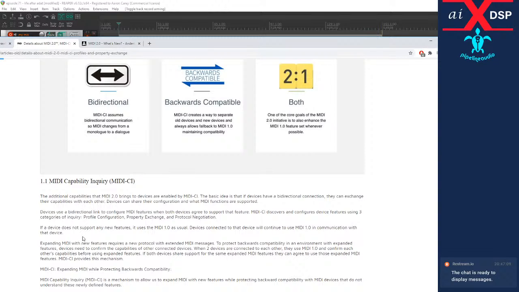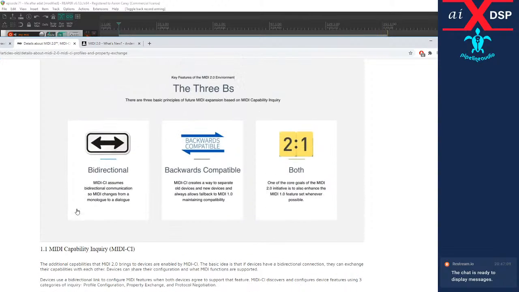MIDI CI assumes bidirectional communication, so MIDI changes from a monologue to a dialogue. That's interesting.